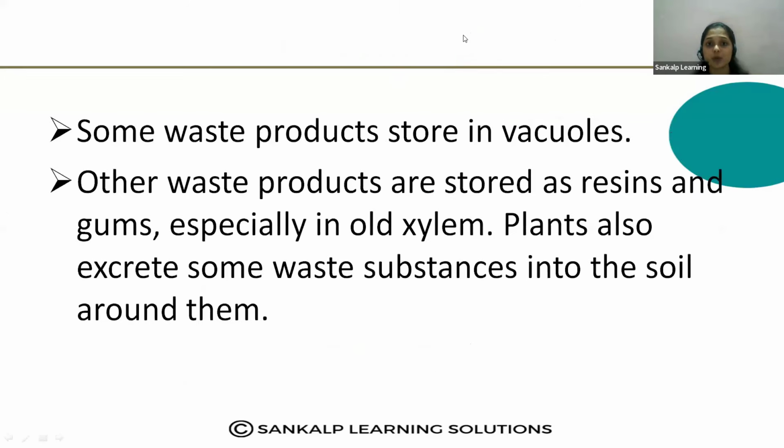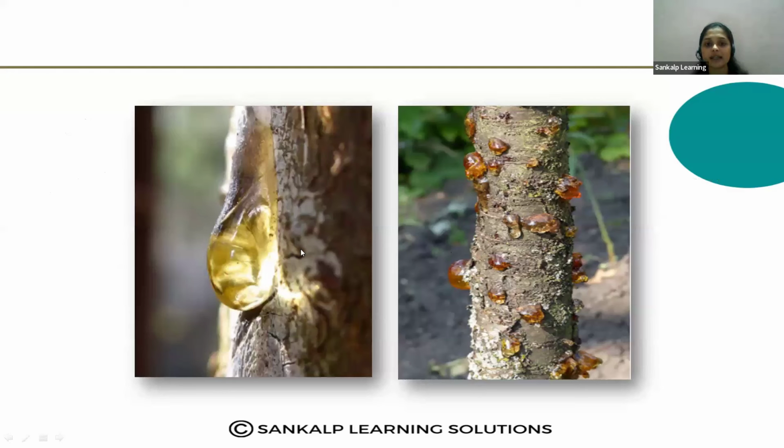And sometimes some waste products are stored in vacuoles, and some waste products are stored in the old xylem, especially in the form of resins and gums. So resins and gums are stored and eliminated. And some waste products are eliminated from the roots by the diffusion process into the soil. So these are the gums and resins, the waste products which are stored in the old xylem. Okay, so this is how the plants use different methods.